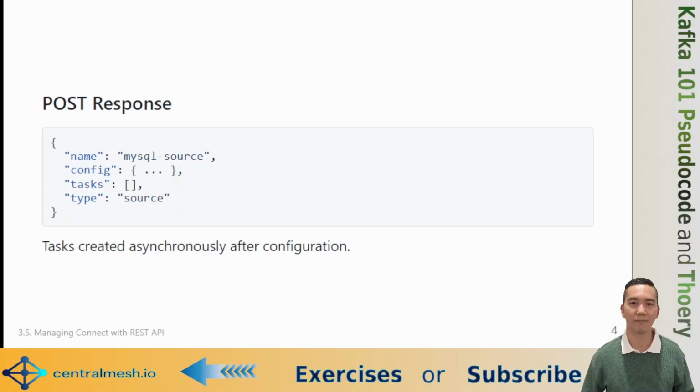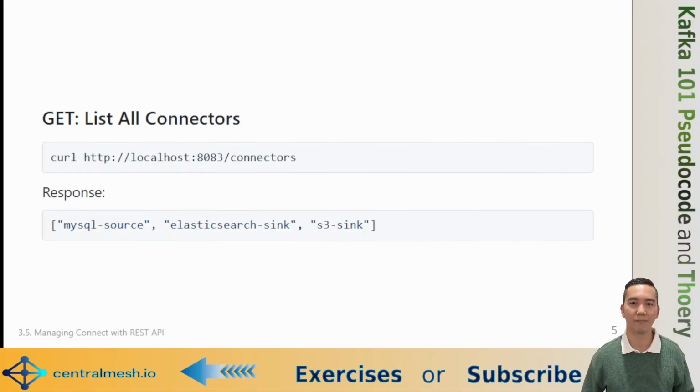First, the worker validates and stores the connector configuration. Then, asynchronously, the Connect framework determines how many tasks should be created and assigns those tasks to workers in the cluster. This means the REST API can acknowledge your request almost immediately, while task creation continues in the background. If you want to know whether those tasks have actually started successfully, you will use the status endpoint, which we will see shortly.